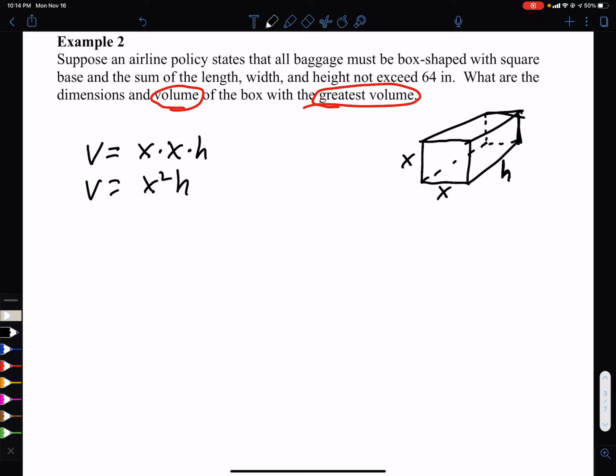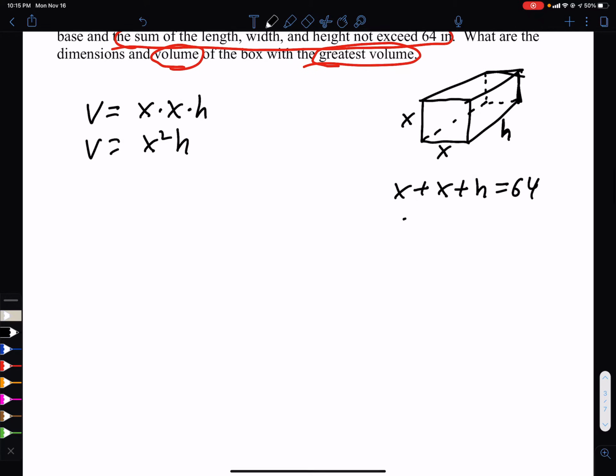Now we have the same problem. Maximums occur at critical points and endpoints. Well, I have to find critical points, but I have a problem. I have two separate variables. I need to get rid of h, so I need a second equation with h in it. And here's the key, the constraint variables. The sum of the length, width, and height cannot be bigger than 64. So if I want maximum, my length plus my width plus my height cannot be bigger than 64, so I'll make it equal to 64.